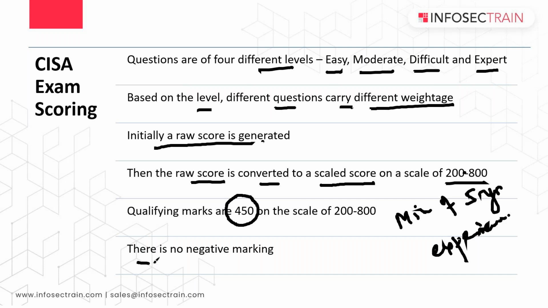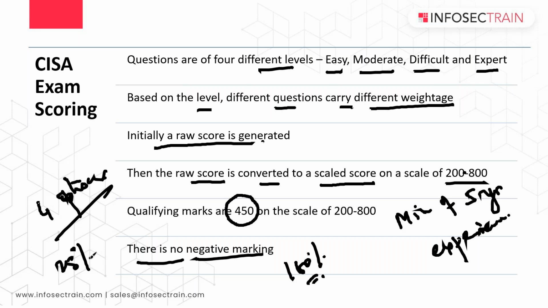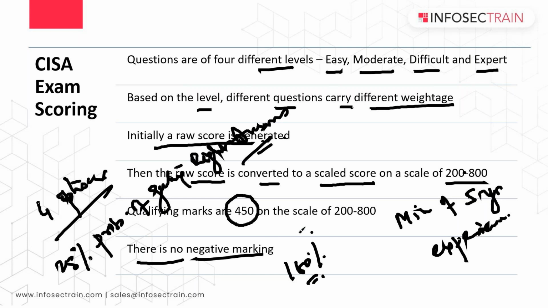Please note that there is no negative marking, which means all of us should ensure that we attempt 100%. We have got nothing to lose. Even if we are not sure about a particular question, let us take a guess and move on. Because if you leave the question unanswered, you don't get anything. If you still answer it, out of four options, you still have a 25% probability of getting right answer. So don't lose on that. Please attempt 100%.